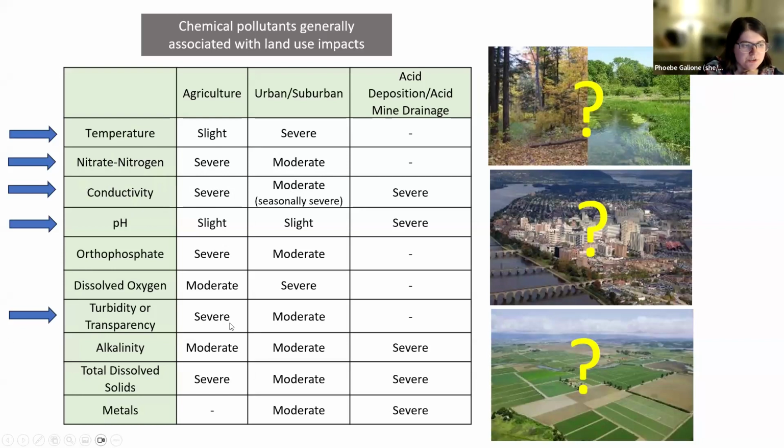And if we went down to turbidity and transparency, again, these are being affected by our land use, especially if we're thinking of sedimentation and erosion in these areas. When it comes to pH, we're seeing more of those effects of acid deposition, acid mine drainage. So if you are in a region where that is one of the factors for your data, keep that in mind as well, even though we're not addressing that quite as much in this presentation.